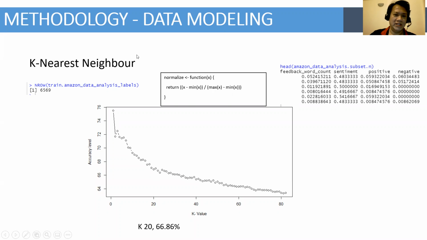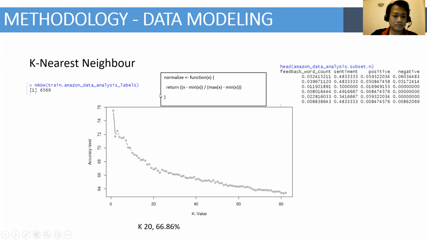Methodology for the data modeling. In this case, for the supervised machine learning, our team has decided to use the K nearest neighbor. In this experiment, the training set for the data model is 6,000 plus instances, used in order to generate the K nearest neighbor. Later on, the sharing of the performance in detail will be done in the conclusion by my teammate.